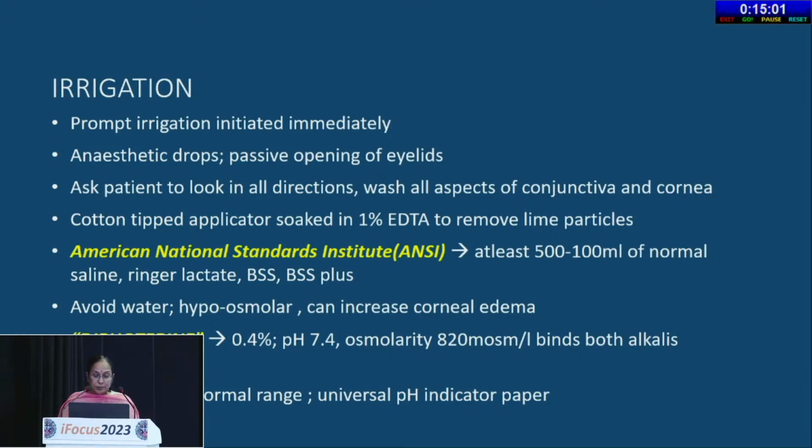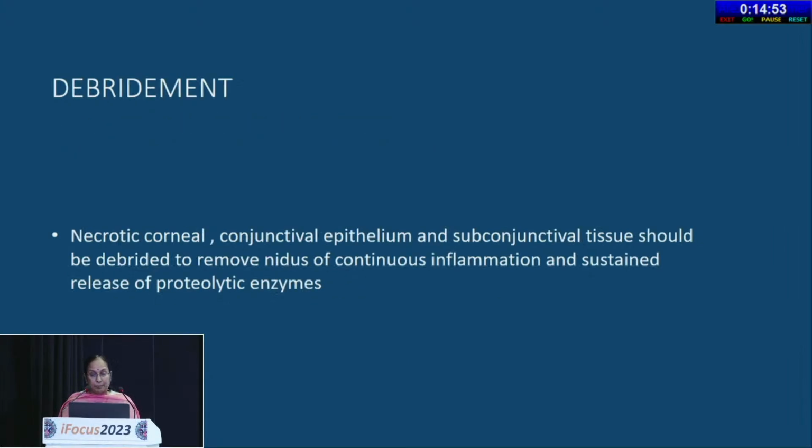Diphoterine, with a pH of 7.4 and osmolarity of 820, binds to acids and alkali, and then until the pH is in the normal range, use the universal pH indicator. Like Dr. Sangwan showed, debride the surface, the corneal conjunctival epithelium and some conjunctival tissue, so that the lime or anything there is not leaching into the eye.